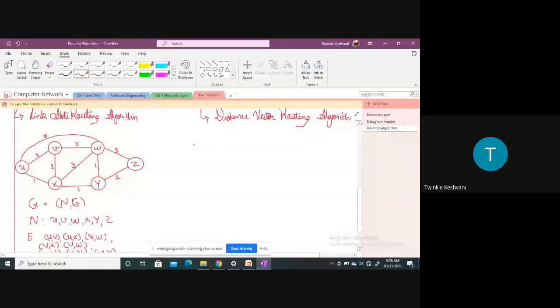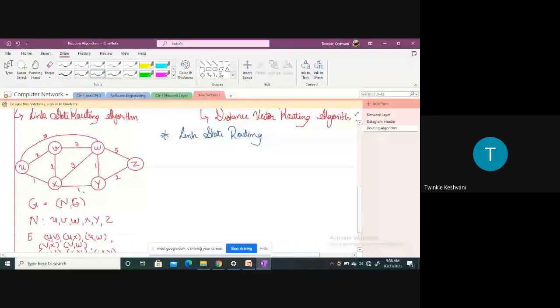Okay, so continuing with this algorithm, first of all, we'll discuss the link state routing algorithm, which falls under the category of global routing algorithm. So link state routing, this is very, very important. So please pay attention for a while here. Now, if I say about the link state routing algorithm, there are a few terminologies that need to be understood, right?